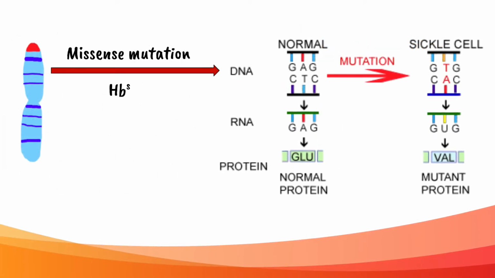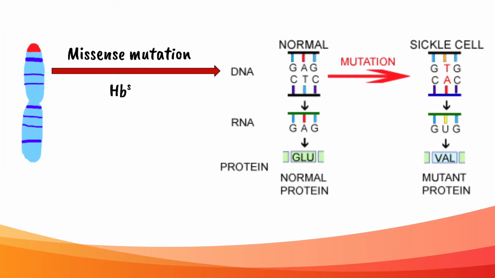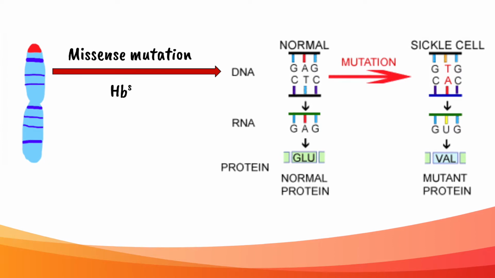The sickle cell mutation is caused by a mutation in the 6th amino acid of beta globin, where the amino acid valine replaces glutamic acid in the cell, which is represented as an HBS allele. This displacement is called a missense mutation.